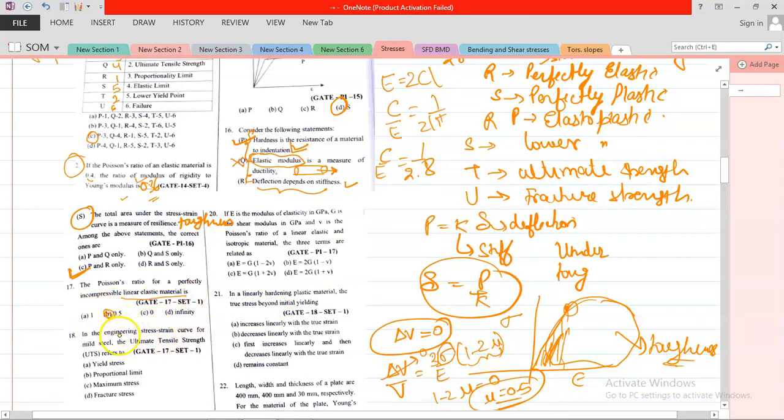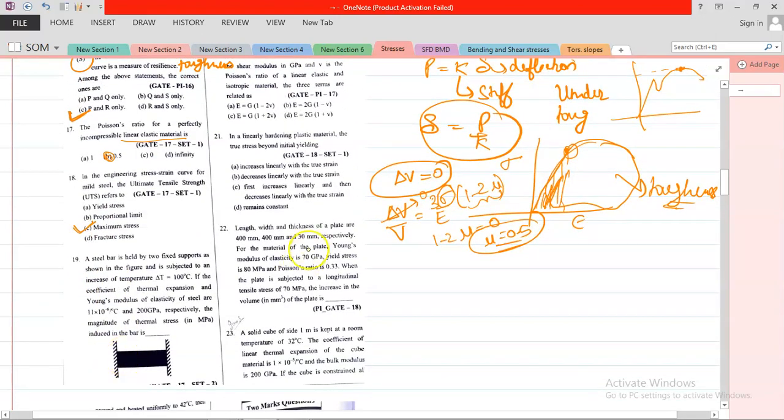Okay. Now next question: in an engineering stress strain curve for mild steel, the ultimate tensile strength refers to... You can see the graph, what is the meaning of that. So this is your graph for mild steel. This is your ultimate tensile strength, and this corresponds to the maximum stress.